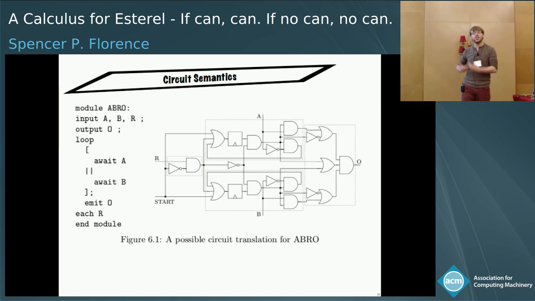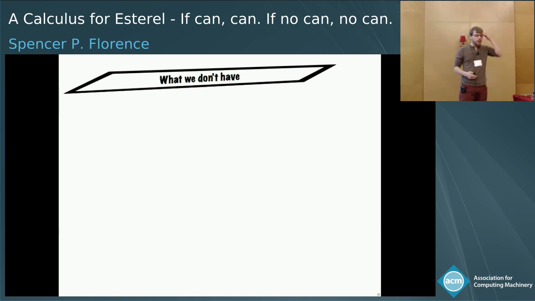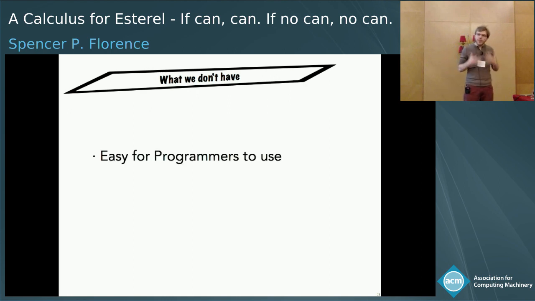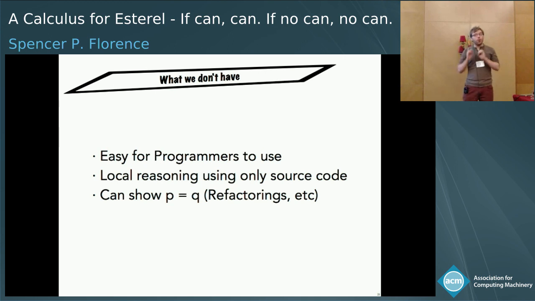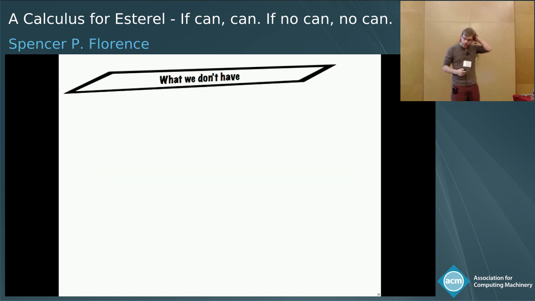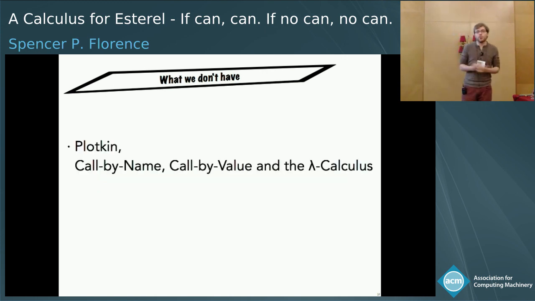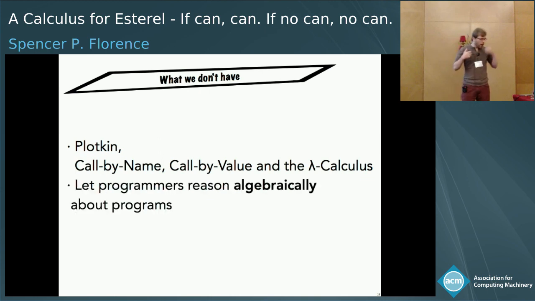So it's very useful for compilation and optimization of Esterel programs because, as it turns out, we know how to optimize circuits very well. But what I want, and what these don't give us, is a system that is fairly easy for programmers to use and reason with, that allows for local reasoning based only on the source code of the program, and that can talk about equality between terms. So we can think about things like refactorings in the program. To get at this, we're drawing inspiration from Plotkin's work on the lambda calculus. Just to say, I want to show you a system that will let programmers reason algebraically about their programs.